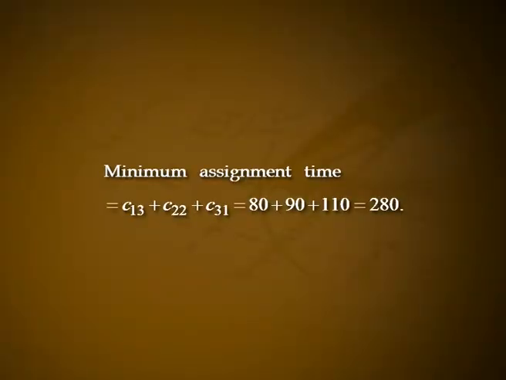Hence, we have an assignment schedule as 1 goes to C, 2 goes to B and 3 goes to A. Minimum assignment time equal to C13 plus C22 plus C31, that is 80 plus 90 plus 110, that is 280.